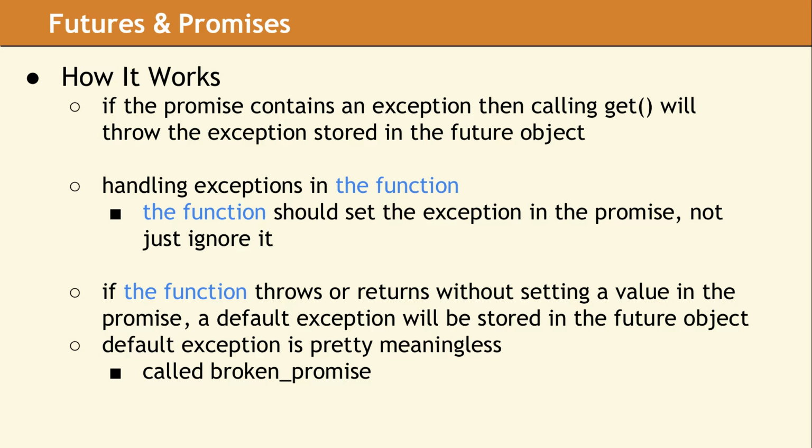If the function does not set a specific exception in the promise, then the promise will go out of scope without being fulfilled. When this occurs, the promise automatically sets a generic exception in the future. This is called a broken promise exception. This is accurate since the promise was not fulfilled, and the function has therefore broken its promise to compute a value. The problem with relying on the broken promise exception to be set is that it actually does not indicate why the promise was broken, and it's not a very meaningful error.